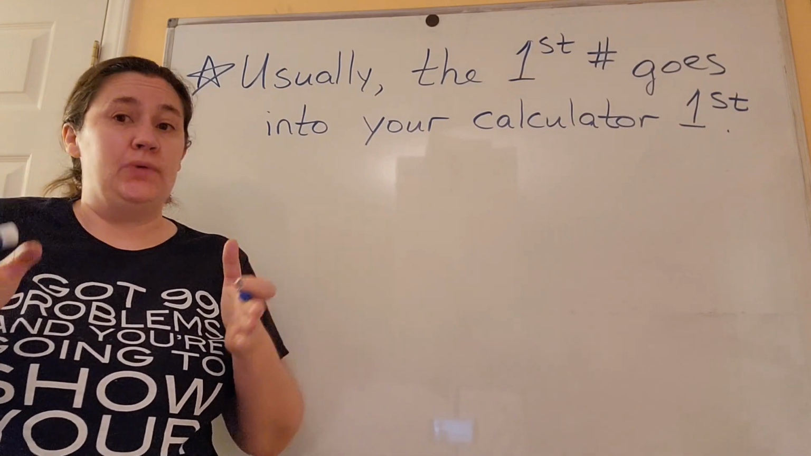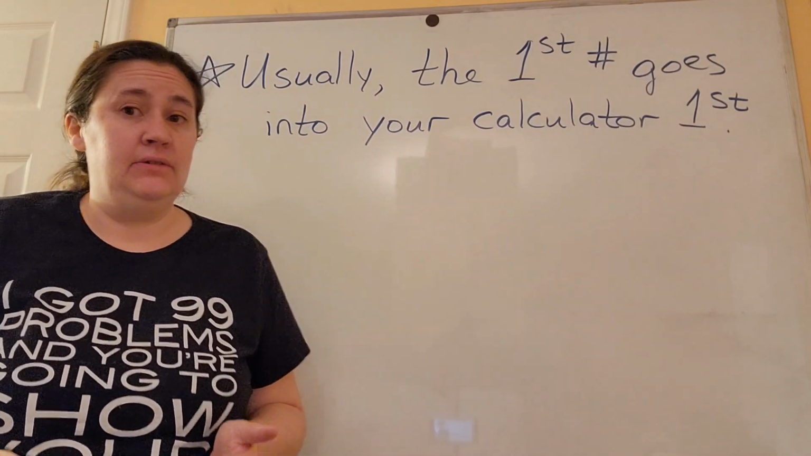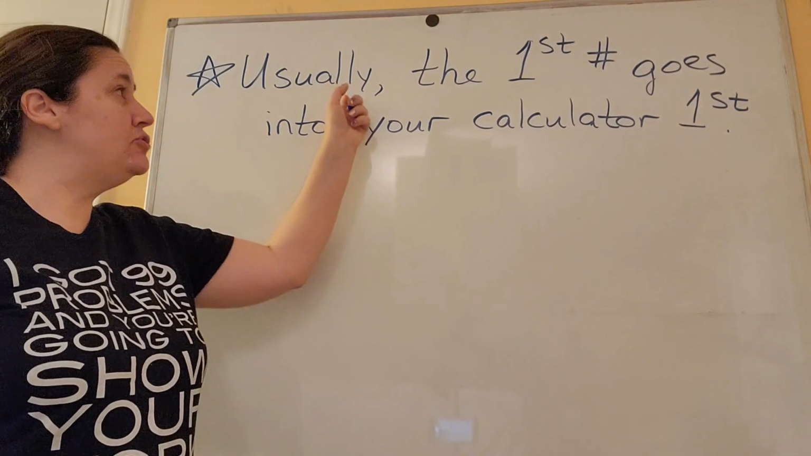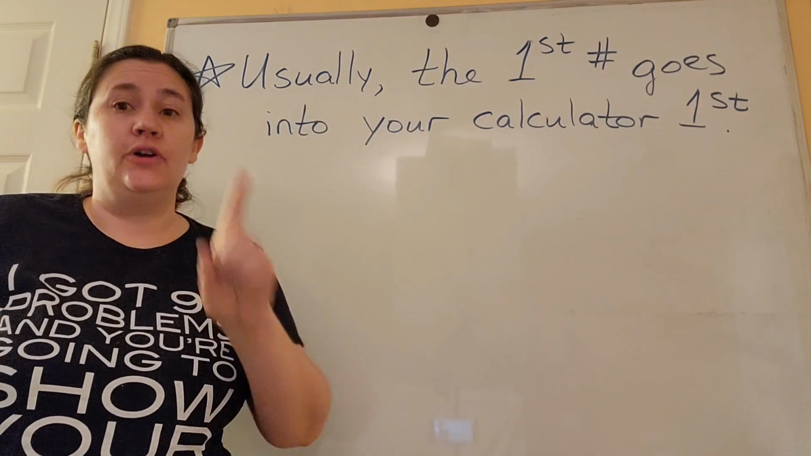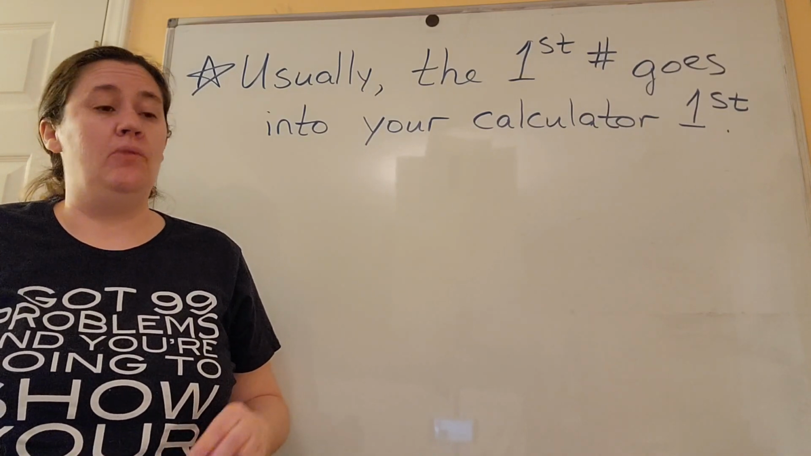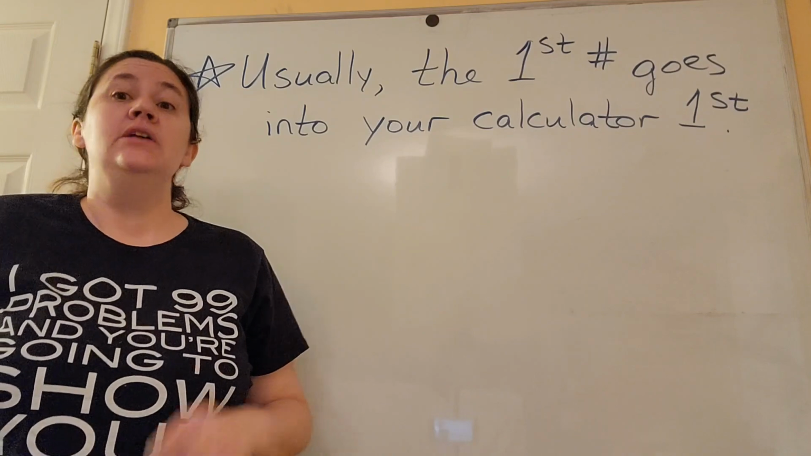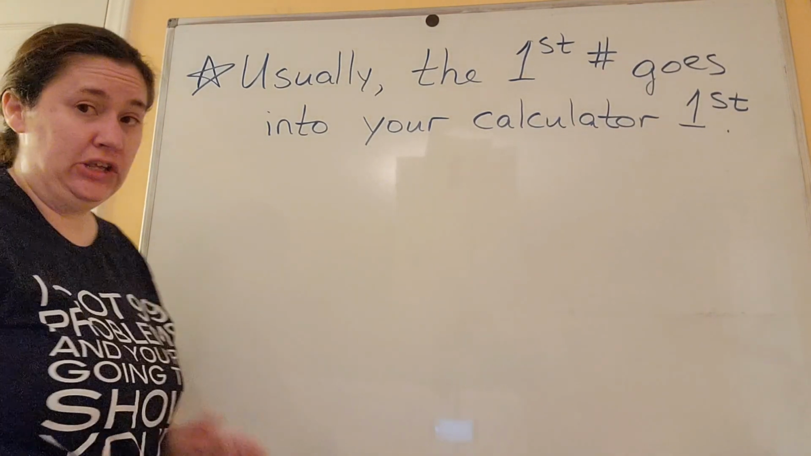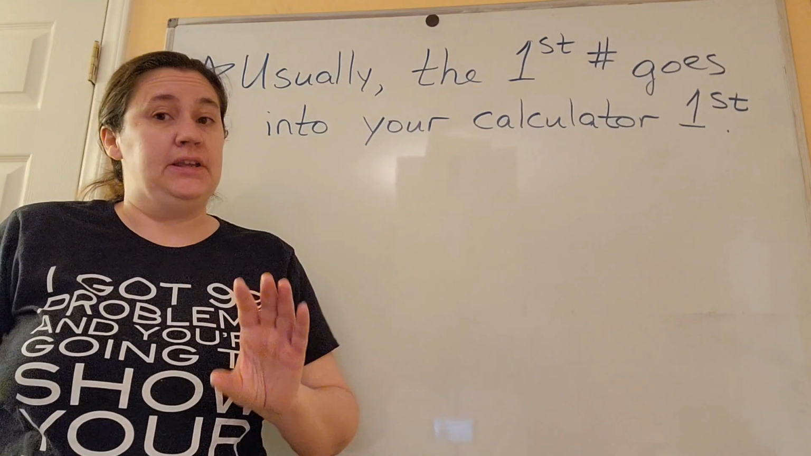When you know that you have to divide to get the answer, but you're not sure which number goes into your calculator first, usually the first number in the problem goes into your calculator first. Most of the time. Sometimes, though, your textbook likes to try to trick you. So here's something else you need to know.